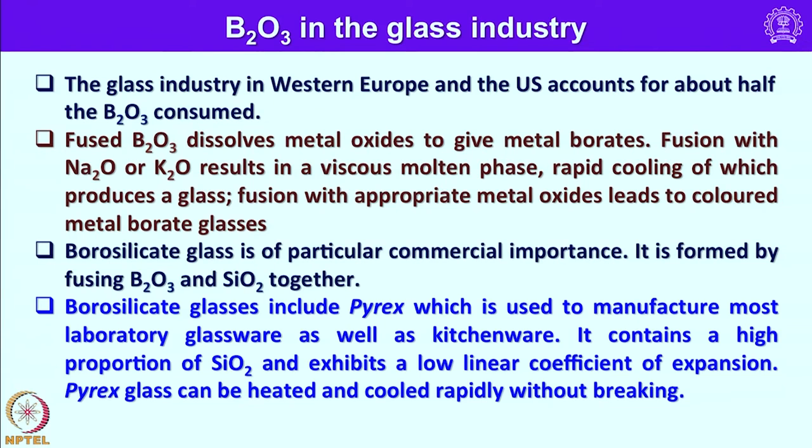Fusion with appropriate metal oxides leads to colored metal borate glasses, and borosilicate glass is of particular commercial importance. It is formed by fusing B2O3 with silica. Borosilicate glasses include Pyrex, which is used to manufacture most laboratory glassware as well as kitchenware. It also contains a high proportion of silica and exhibits a low linear coefficient of expansion. As a result, it can tolerate very high temperatures, and on cooling rapidly, it does not break.